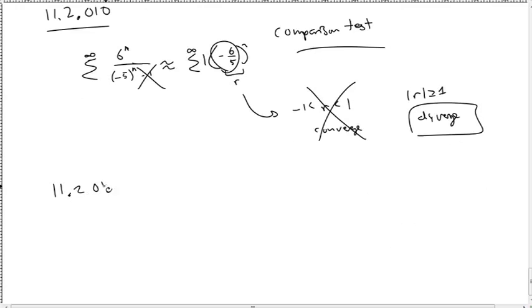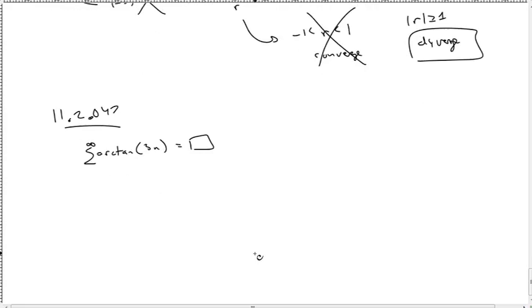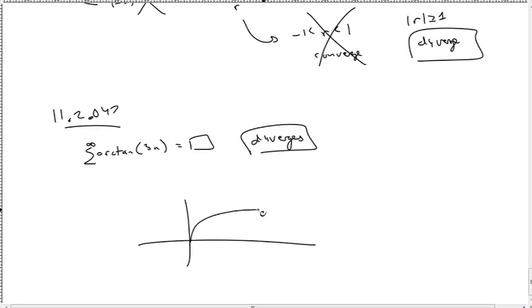11, 2, 0, 4, 7. I've got the infinite summation of the arc tangent of 3n. They say, go ahead and find out what that is. I'm going to give you the answer immediately. This diverges. And why? Well, arc tangent, if you graph it, actually limits itself right here at pi over 2, and down here at negative pi over 2 as well. It's never going to get higher than pi over 2.